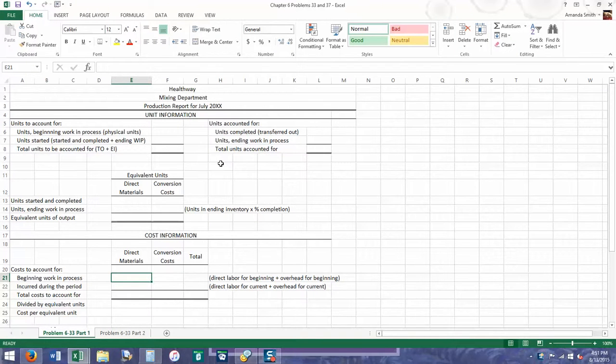6-33. Parts 1 and 2 are going to be completed the exact same way. You're just focusing on different departments of the business. For this one, we're going to work on the mixing department. So the units to account for. Our units beginning work in progress is going to be the physical units information from our textbook.